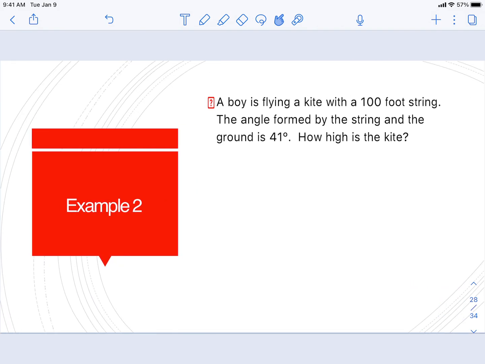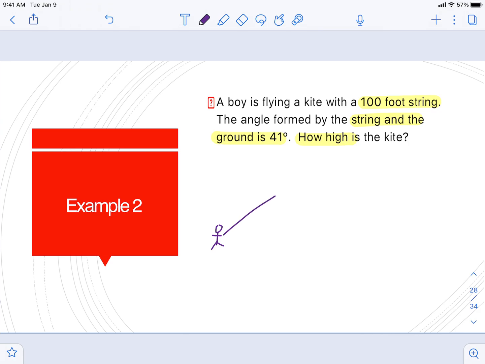All right, if you want to pause and try this one, and then unpause when you're ready to see me do it. All right, so we're flying a kite, and it has a 100-foot string. The angle formed by the string and the ground is 41 degrees, and we want to know how high is the kite.